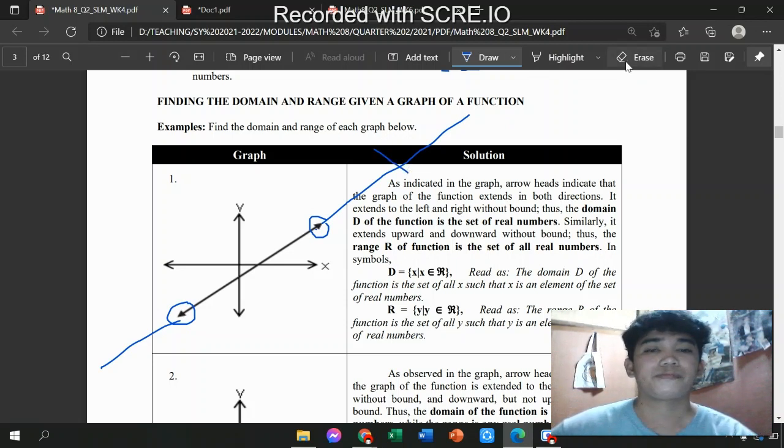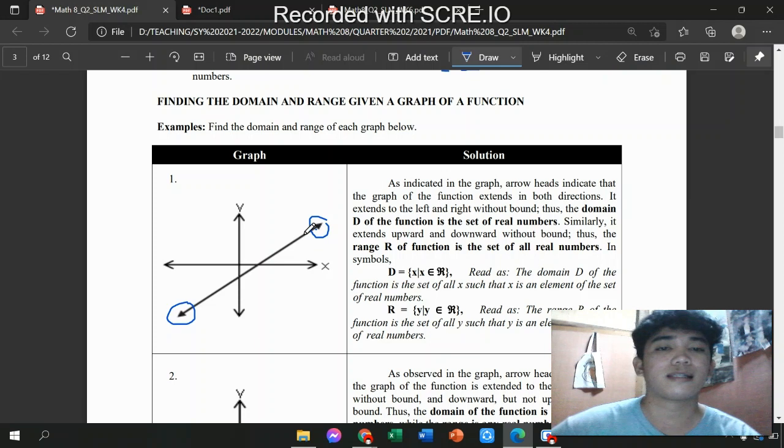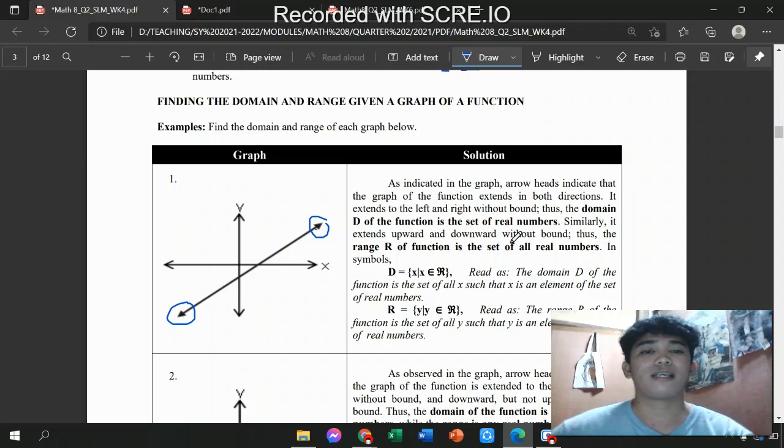So it extends to the left and right without bound. Meaning, way katapusan, sige na siya extend ana. Thus, the domain D of the function is the set of real numbers. Since man daw ang atong graph is na arrowhead and it extends left and right, so our domain is the set of real numbers. Unsa man ang real numbers?